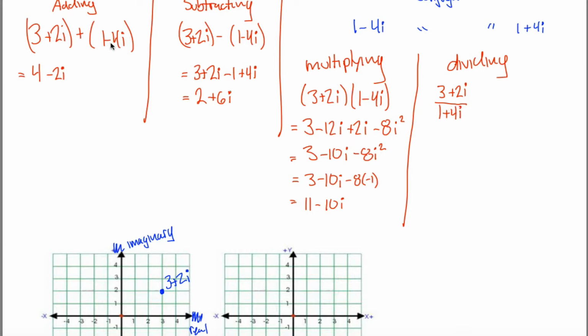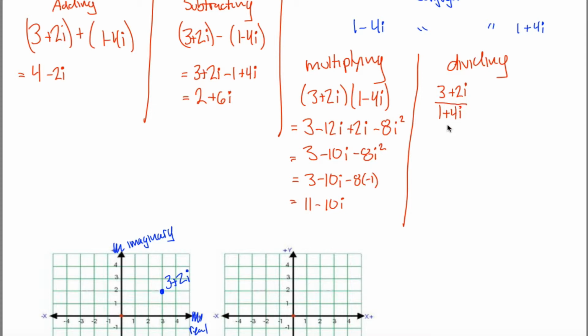I know I've been dealing with 3 plus 2i and 1 minus 4i, but for this example, I chose to change the numbers. Just giving you an example so I can make it whatever I want. 3 plus 2i divided by 1 plus 4i. How would you do a division problem like this? Step 1, write it as a fraction. I already did step 1. I already wrote it as a fraction.